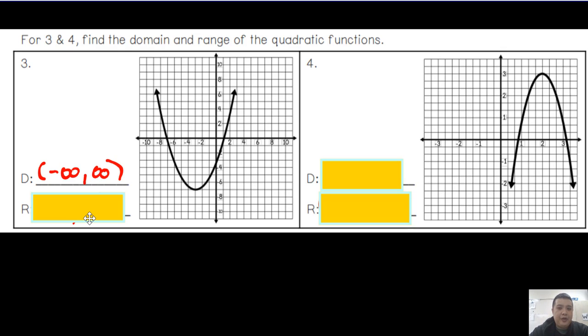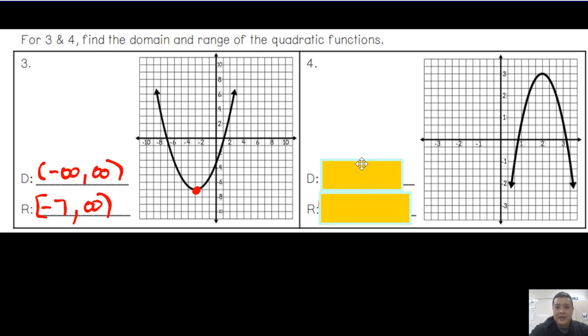Okay, for the range here, it's going to be the lowest point. The lowest point we can see right here, the minimum is -7. So it's going to go from -7 to infinity. Go ahead and try number 4 out on your own.